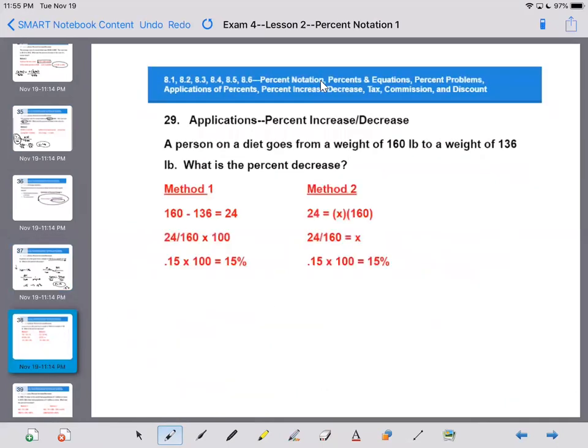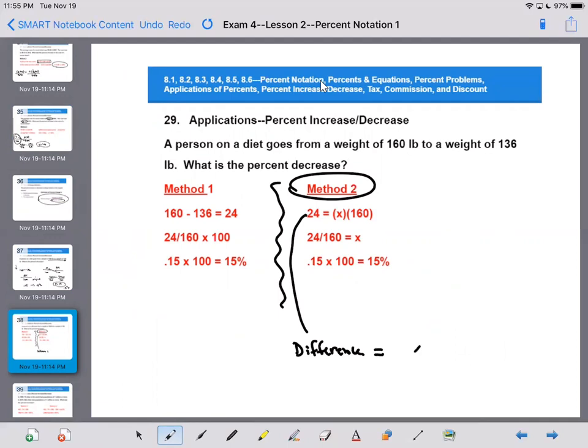So here are your two methods. Choose which method makes sense to you. In Method 2, over here, notice that the 24, that's your difference. And that difference is equal to some percent out of the original weight. And so we're going to divide both sides by 160. And you see you get 24 divided by 160. Well, you get that over here as well.